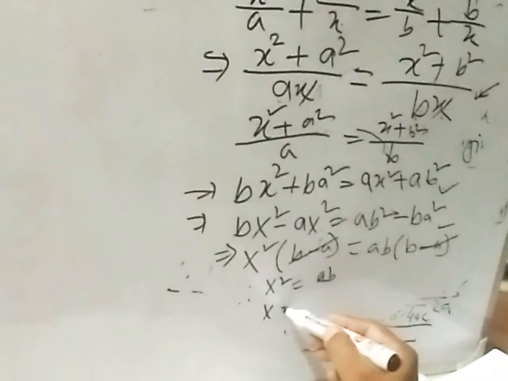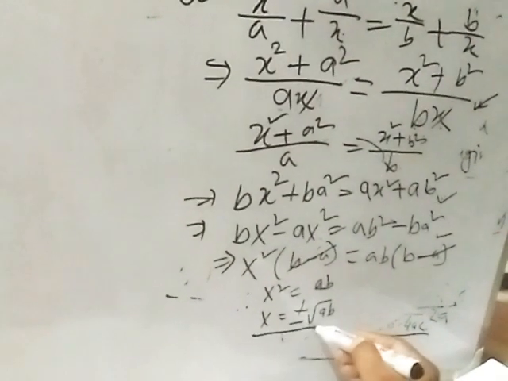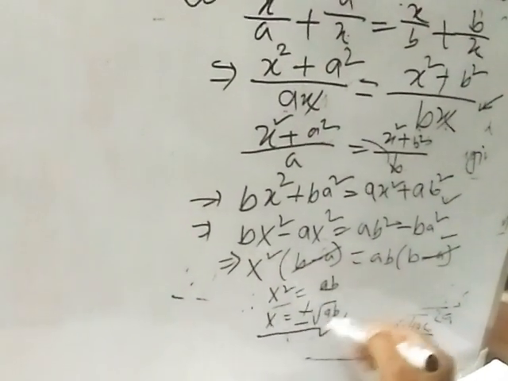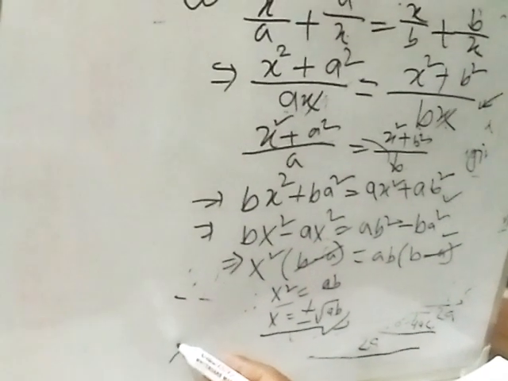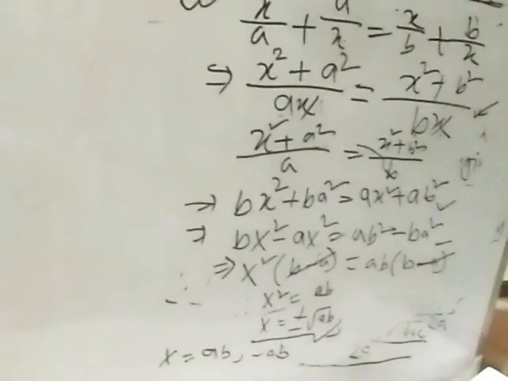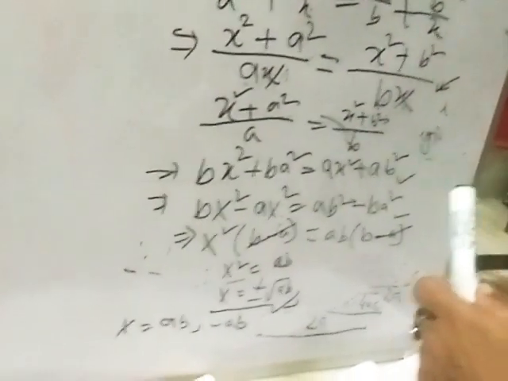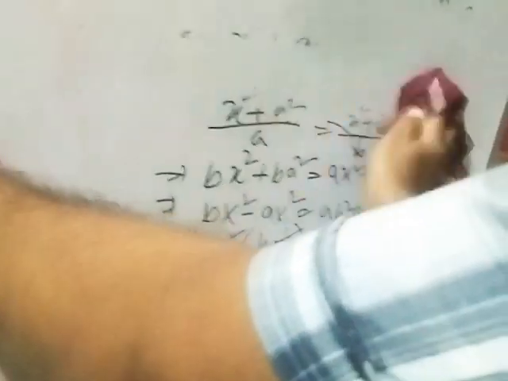So x equals plus minus root ab. Plus minus must. Clear? So this is a quadratic equation with two values, x equals root ab and minus root ab. Is it clear? Okay, well done. Any doubt? No. Very good. The easiest sum now you can do with the help of Sridhar Acharya. Okay?